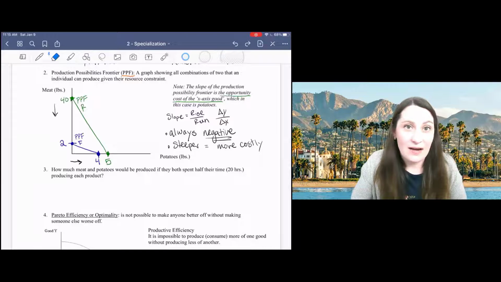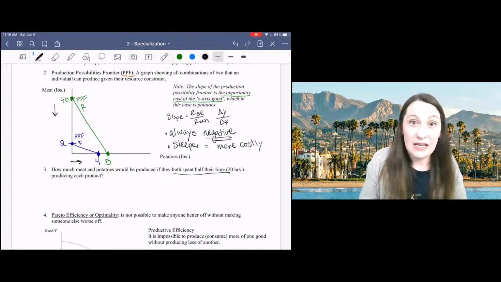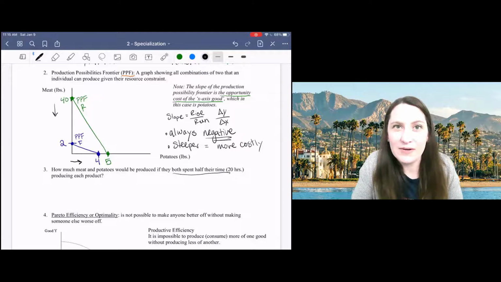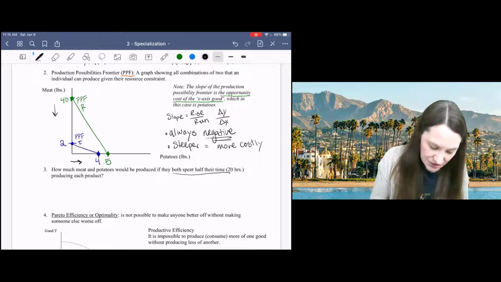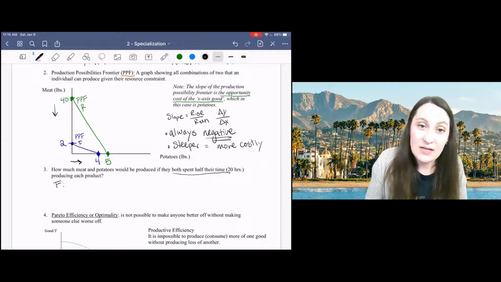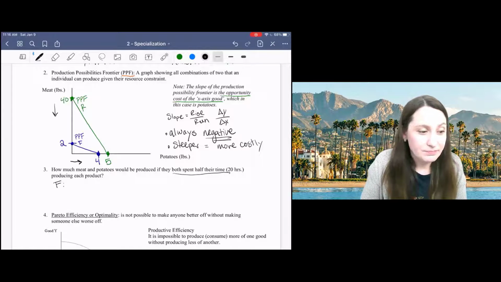Here, we don't have any particular point that we might expect the farmer and the rancher to produce at, because we don't know anything about how much they like meat and potatoes. Instead, we'll simply assume that each person spends half their time producing each product. In other words, 20 hours on meat and 20 hours on potatoes. This production point will just serve as a comparison for production with specialization.